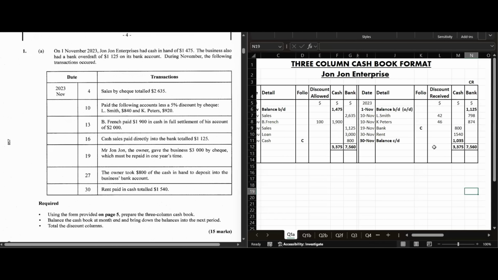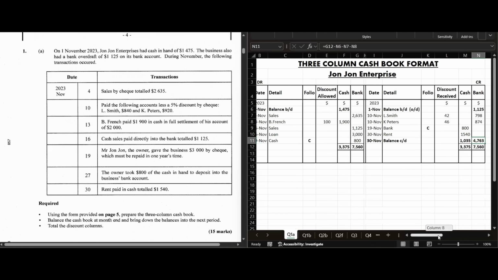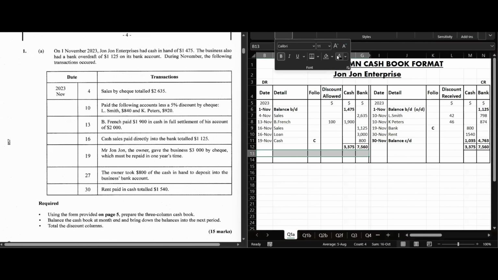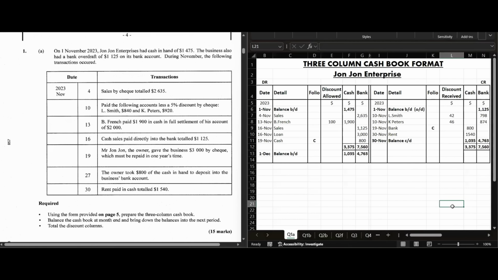So in order for us to balance up the account, the missing value, the balance carried on to show up on the credit side will now be a total of $4,763. There we go. Remember the question said also bring down your balances into the next period. Well, balance carried on the 30th November will be our balance brought down the opposite side of your cash book on the 1st December, which will be the $1,035 in your cash column and the $4,760 in your bank column.